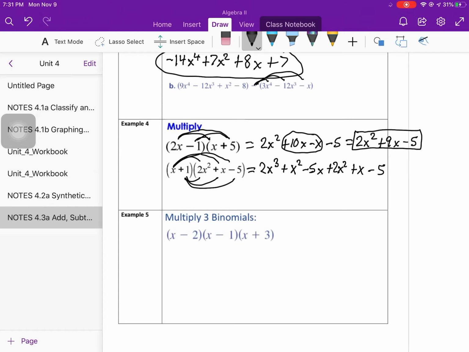Now what we need to do is combine like terms, because as you're looking through this, you're probably noticing we have some x's and some x squareds that can go together. 2x cubed is all by itself, so we're going to leave that. x squared and 2x squared, those two make 3x squared. Then we have a minus 5x and a plus x, which gives us minus 4x. And then minus 5 is all by itself, so that stays the same. There's our answer there.